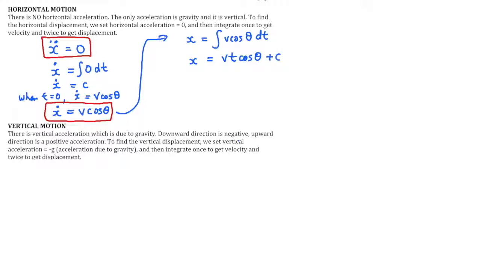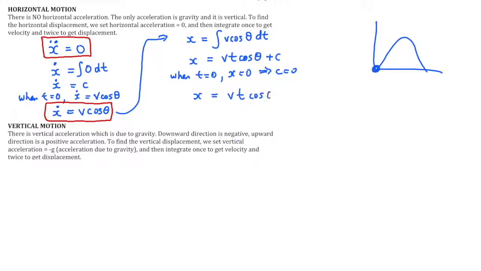But we also know at time 0, its position is at 0, because when you shoot something off, we're shooting it off from (0, 0). Which means if we put in time 0, x 0, that's going to generate a c value of 0. So x equals vt cos theta. And I'll highlight that one.